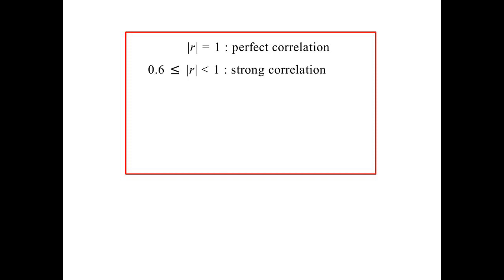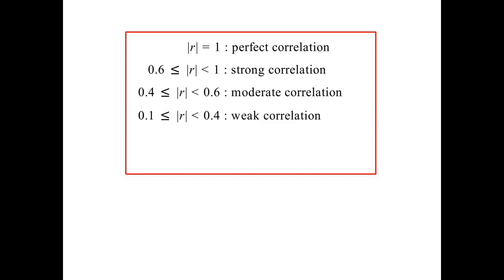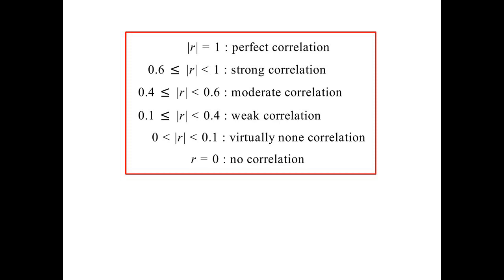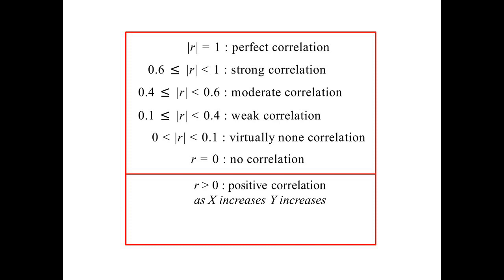In between 0.6 and 1, we say strong correlation. 0.4 and 0.6, moderate. 0.1 and 0.4 is very weak. 0 to 0.1, well, there's virtually no correlation at all. And of course, 0 itself means there is no correlation. The sign just basically tells you which way they're correlating. So positive means as one increases, the other increases. If it's negative, then it's going the other way around. As one increases, the other decreases.